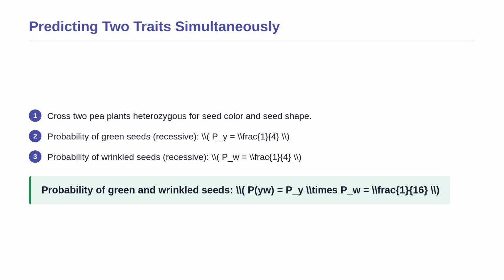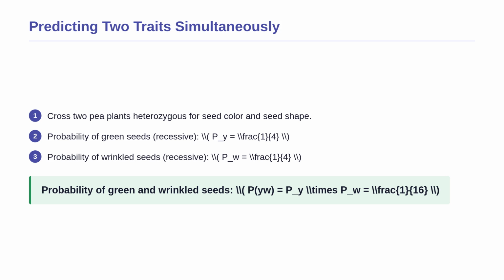Let us see this new formula in practice by predicting 2 traits simultaneously. We are given 2 pea plants that are heterozygous for both seed color and seed shape. Yellow and round are dominant, while green and wrinkled are recessive. We are asked to find the exact probability of an offspring having both green and wrinkled seeds. Because these traits assort independently, we can treat this complex cross as 2 separate simple crosses.